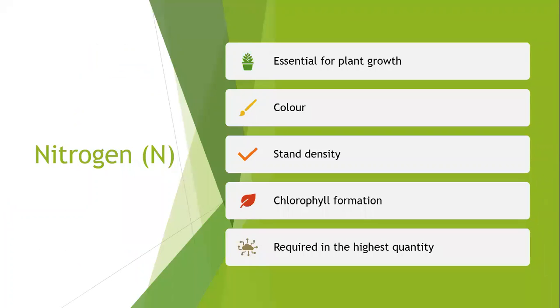Let's talk a little bit now about nitrogen. As it says there, it's essential for plant growth. It's really sort of the gas pedal of the plant. It has a great influence on color, stand density, chlorophyll formation, and it's required in the highest quantity of all the elements that are available to the plant.